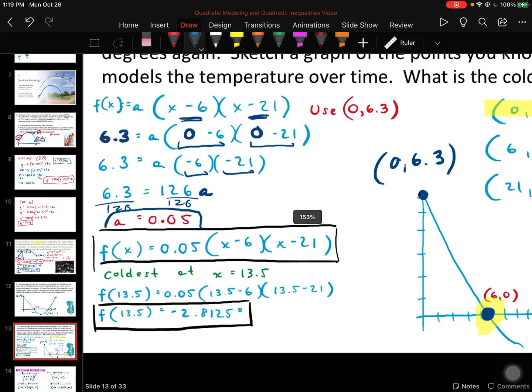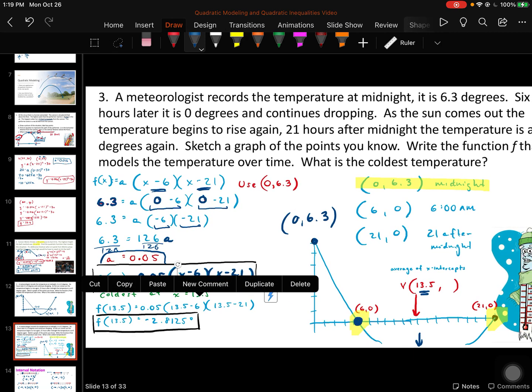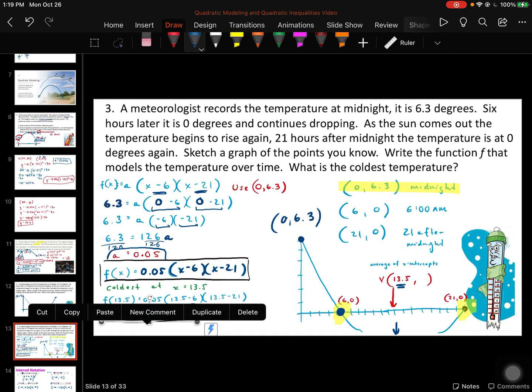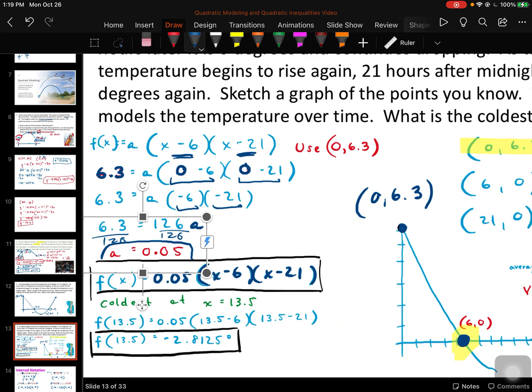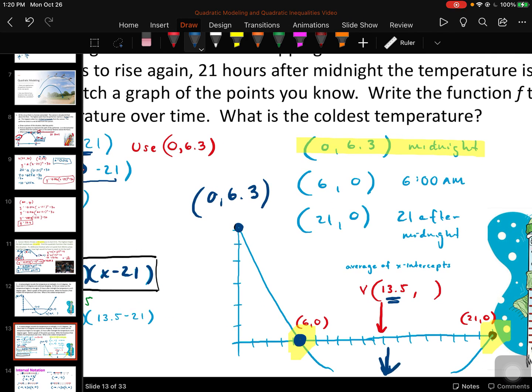Okay, we did not write this one in vertex form. I just wrote it using the x-intercepts. So I said 0.05 times (x minus 6) times (x minus 21). It doesn't have to be in vertex form. And then I said, what is the coldest temperature? Well, the coldest temperature is that vertex. It's that lowest point all the way down here.